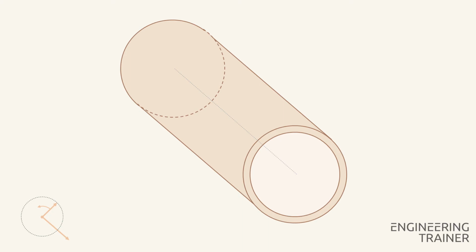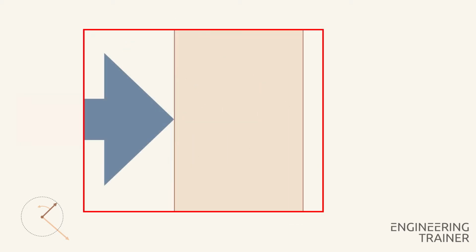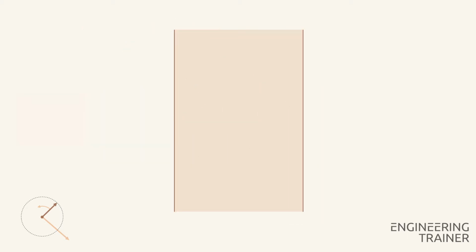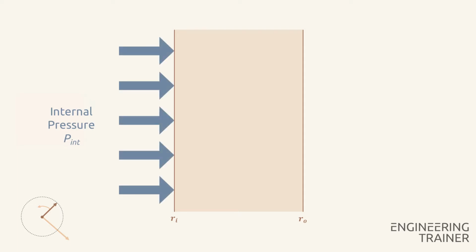Let's take a closer look at the radial stress component in a pressurized pipe. We'll zoom into a section of the pipe wall and characterize the pipe wall by its inside radius and outside radius. At the inside radius of the pipe, the internal pressure results in an outward force on the pipe wall, and on the outside, the ambient pressure causes an inward force on the pipe wall. As a result, the pipe wall is in compression.